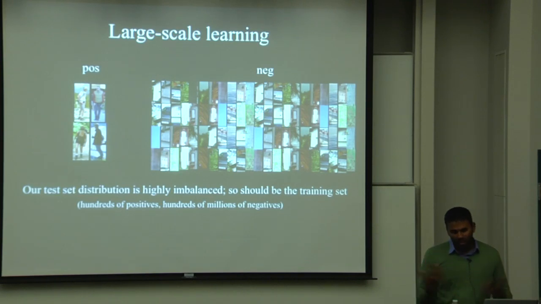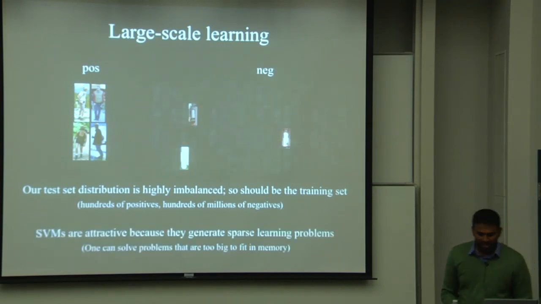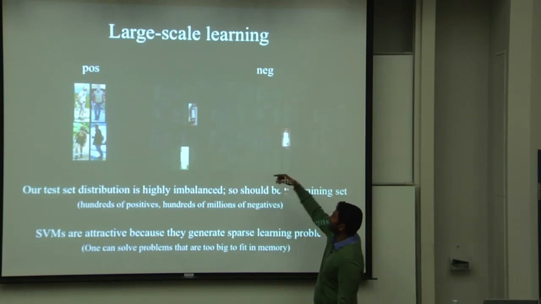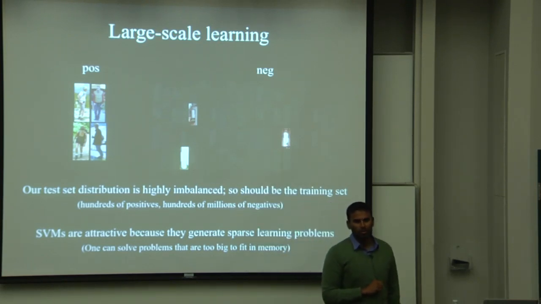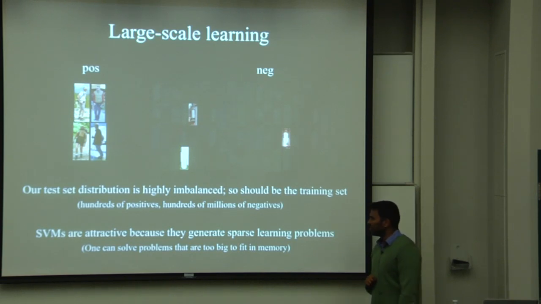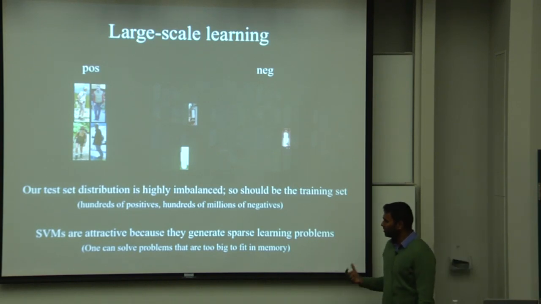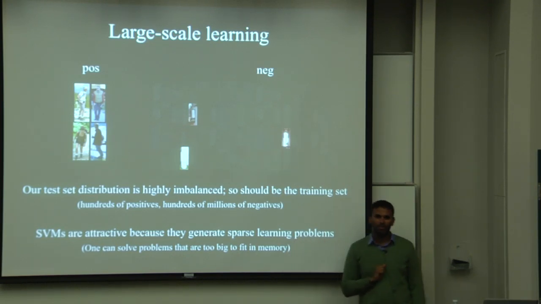Although we use one learning algorithm over another, logistic regression versus SVMs versus boosting, in my own view they all perform pretty similarly. But SVMs are nice because they generate sparse computational problems: at the end of the day, you don't really need all these negatives. You just need the few examples that are the troublemakers, and these are the support vectors. So in this era of big data, when we have training sets too large to fit in memory, SVMs are really nice because you can still optimally solve those problems as long as, at the very least, you can hold the support vectors in memory.